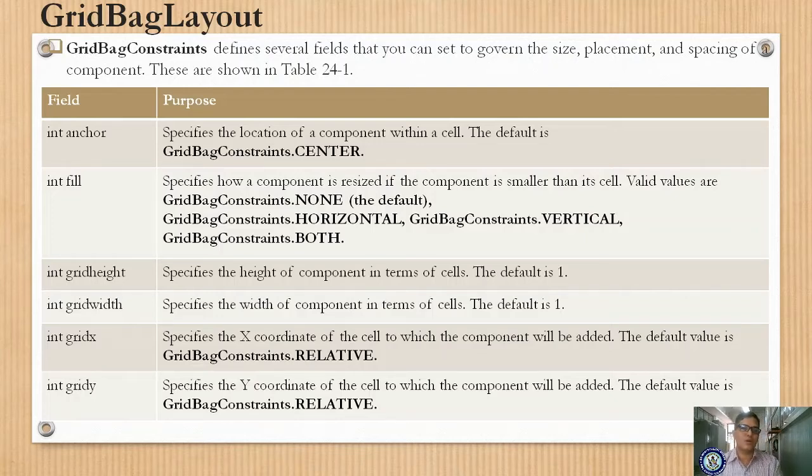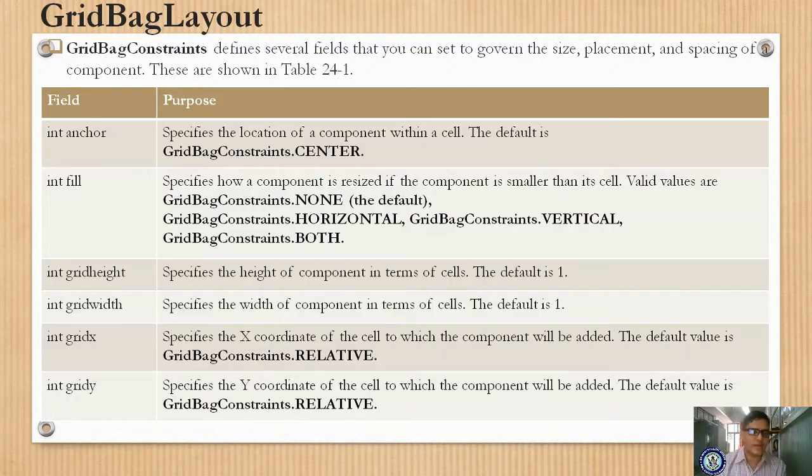If you use the horizontal value, the width will be increased. With the vertical value, the height will be increased. If you specify both, height and width will be increased. With gridheight and gridwidth, you are increasing the size of the component in terms of cells, by 1. Gridwidth increases the width of the component, and gridheight the height. Height indicates vertical, width indicates horizontal, right?